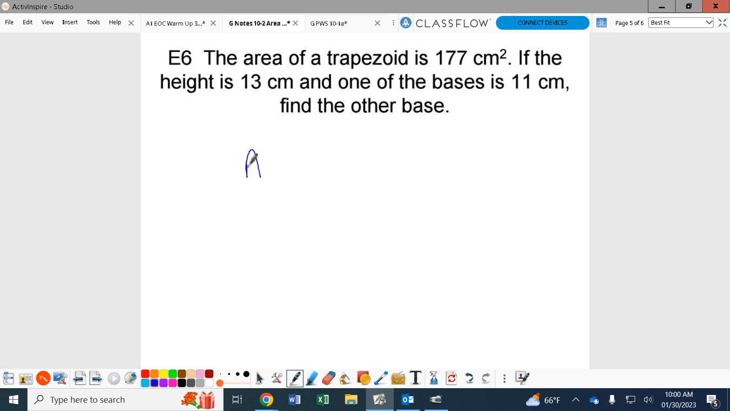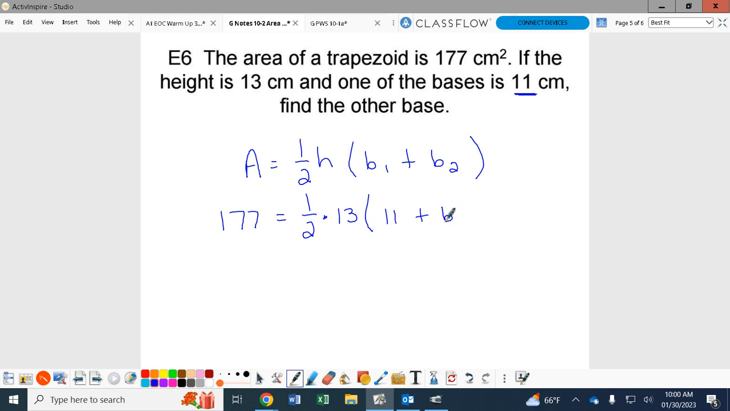Area equals 1/2 times height times base 1 plus base 2. Okay. So what goes where the A is? That's the 177 equals 1/2. Do they give us the height? 13? Yep, 13. Do they give us one of the bases? Yes, it is 11. And then base 2 is right here.